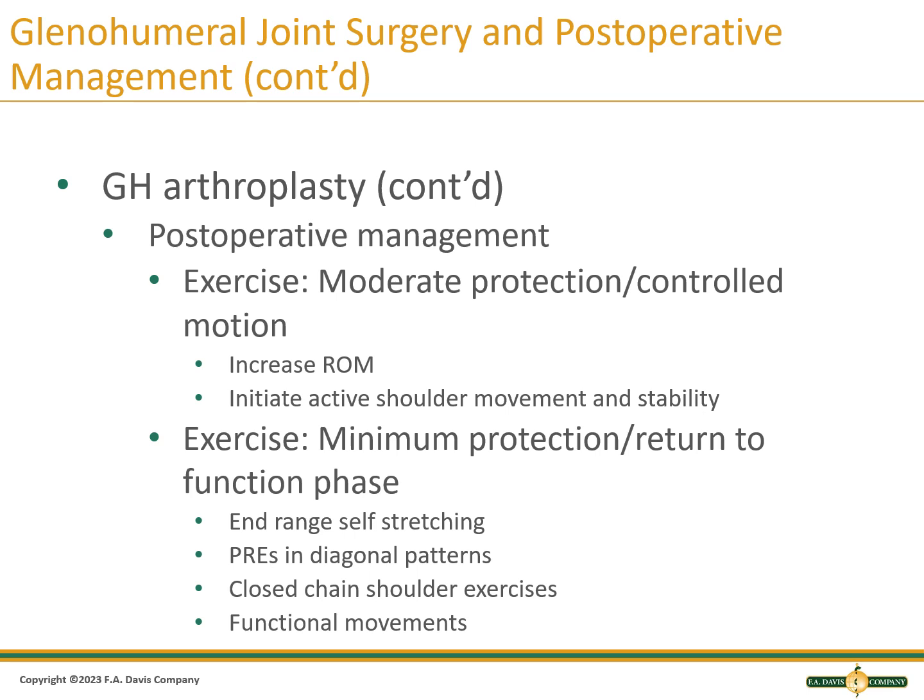In the moderate protection phase, we will work to increase the range of motion and initiate active shoulder movement and stability. And then as we help promote them returning to function, we will do end range self-stretching, progressive resistive exercises in diagonal patterns, so working those PNFs that we will have a printout of but also elaborate more on in neuro. And then closed chain shoulder exercises, trying to get some weight bearing through the joint compression for the neural innervation or neural adaptations, and promoting functional movements.